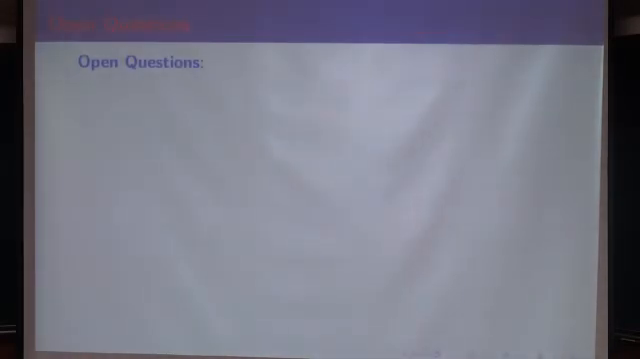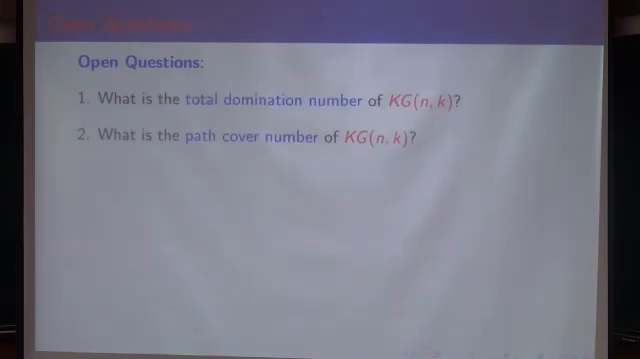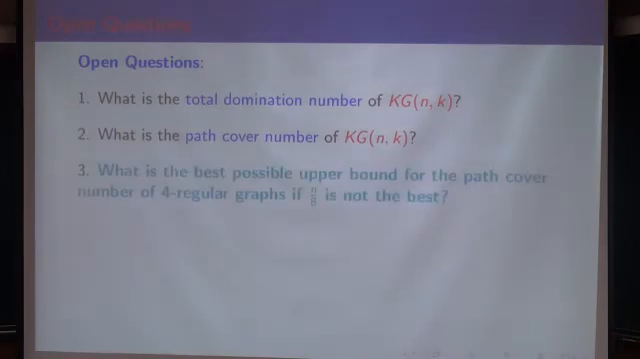But anyway, let me summarize the open questions. What is the total domination number of a cubic graph? What is the Pascal number of a cubic graph in terms of n and k? I do not believe that the bound that we found is best. So probably you can improve it to maybe n over 9. There is also a graph satisfying n over 9, but I couldn't find a graph having the Pascal number equal to n over 8.